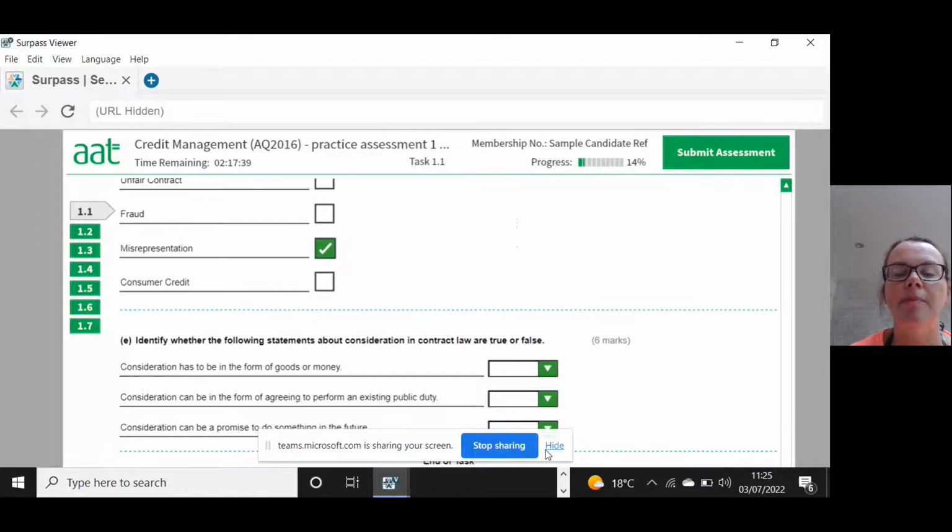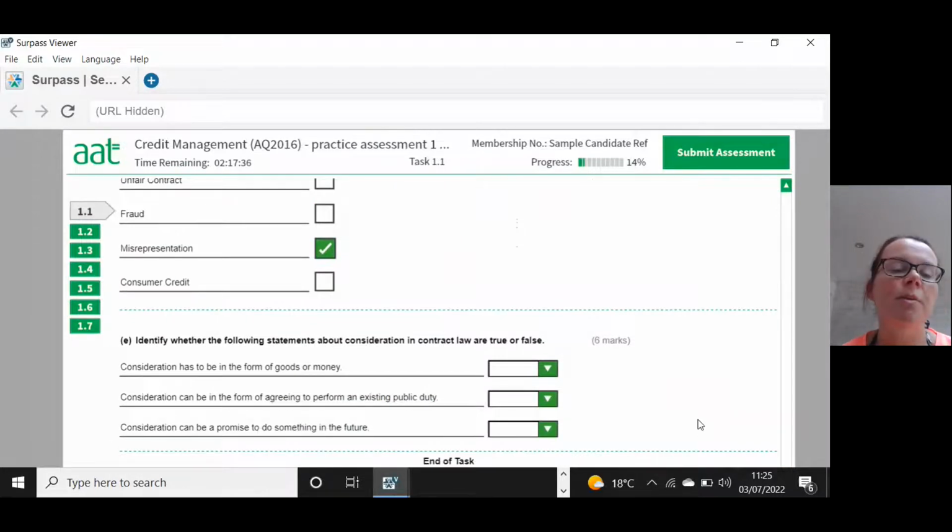And then E. Identify whether the following statements about consideration in contract law are true or false. Consideration has to be in the form of goods or money. Well, no, it can be anything of value, so that is going to be false. Consideration can be in the form of agreeing to perform an existing public duty. Well, no, because that wouldn't be consideration, you already have to do it.